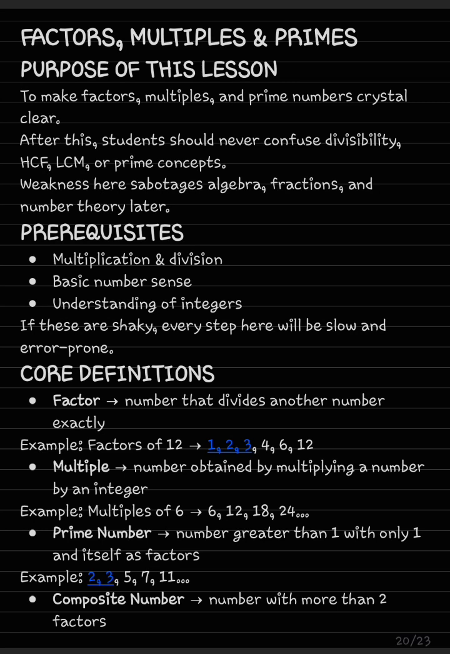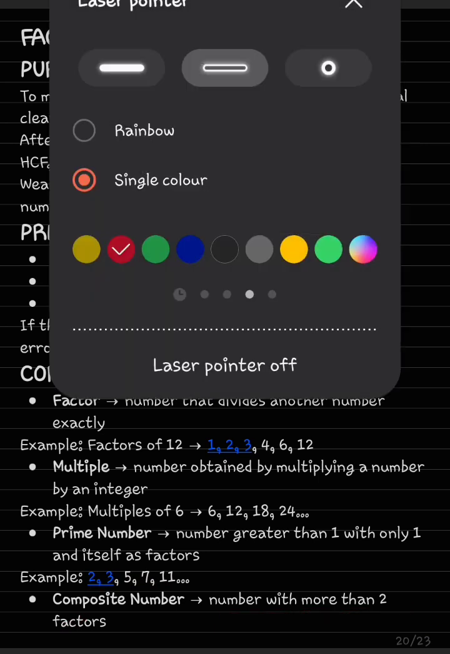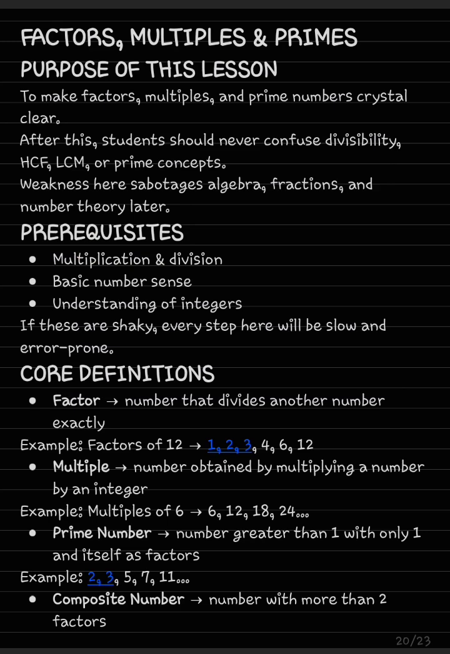Prime number. A prime number is a whole number greater than 1 that has only two distinct positive factors, 1 and itself. Example, 2, 3, 5, 7, 11 are all prime numbers. For instance, the only numbers that divide 7 exactly are 1 and 7. Composite number. A composite number is a whole number greater than 1 that has more than two factors. In other words, it is any non-prime number other than 0 and 1.